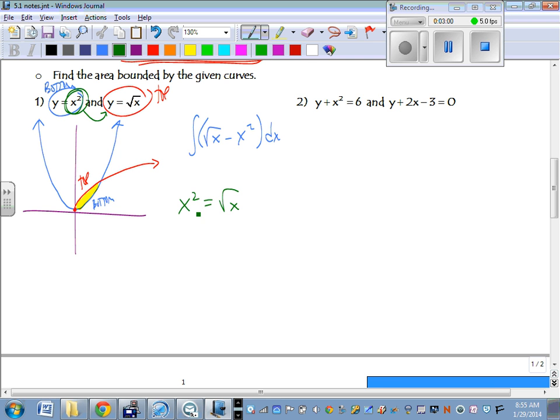Alright, so let's go ahead and solve this. First step, we can square both sides. So we get x to the fourth equals x. That gets rid of our square root. Then we can get everything on one side, x to the fourth minus x equals 0. And then we want to factor. So we can factor an x out. So we get x equals 0, or x cubed minus 1 equals 0. So for this one, if we add 1, take the cube root, we get x equals 1. So we were right in the 0 part. And then this intersection point right here is when x is 1.